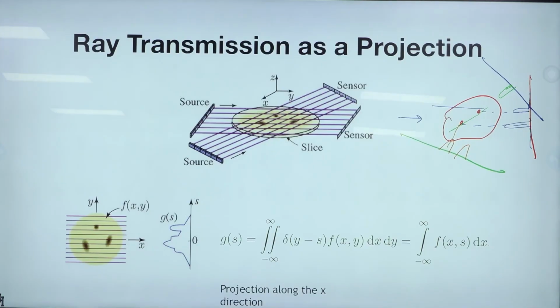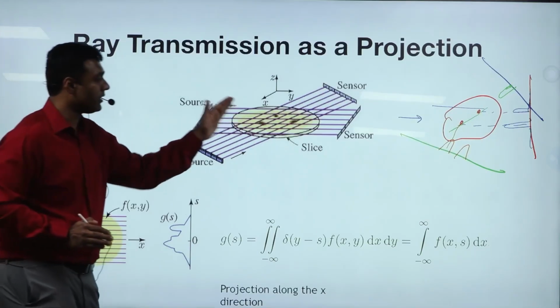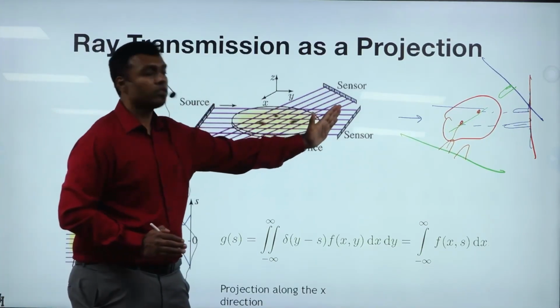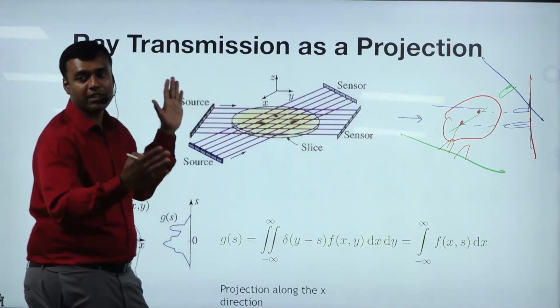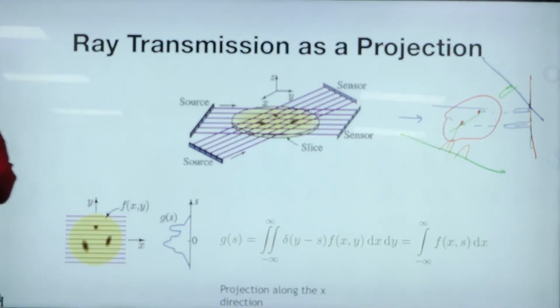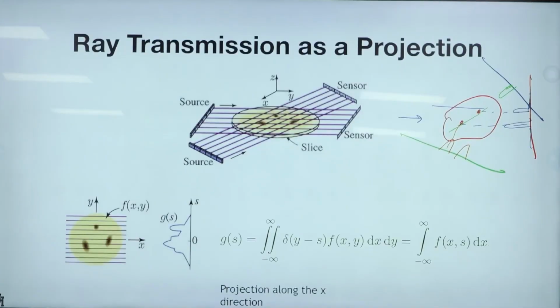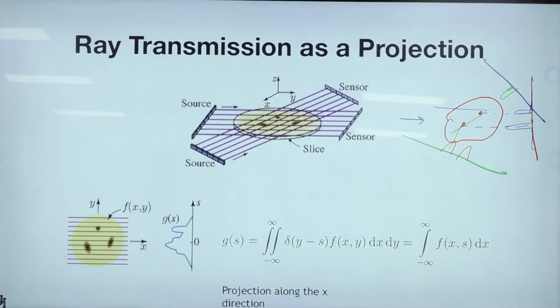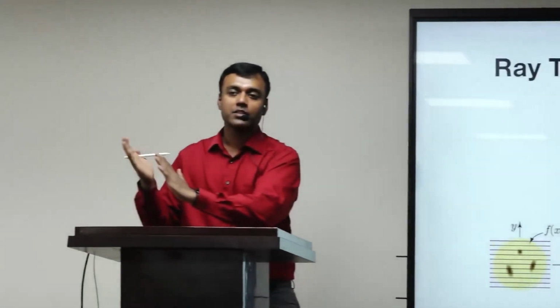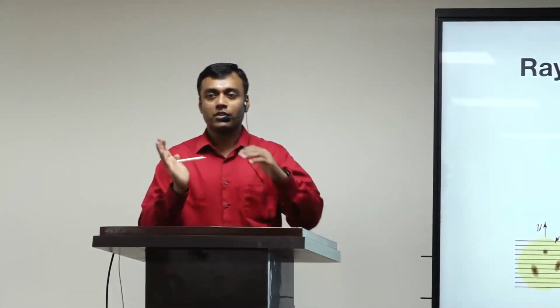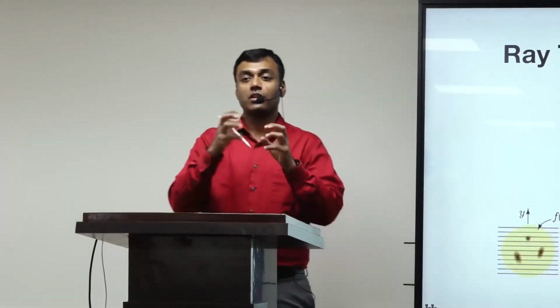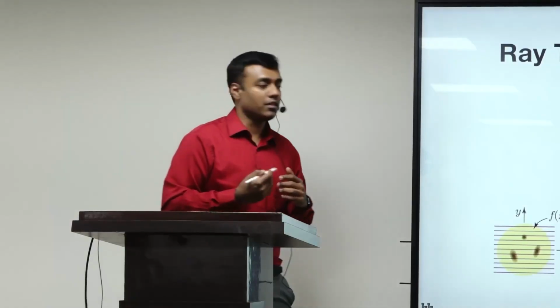And from all this data that you measure, each measurement is a projection through the sample. Projection means we're compressing the sample and measuring what's going through it. In other words, it's like a shadow of the sample that you get. Each measurement is a shadow. You're taking multiple shadows and trying to figure out what is going on inside.